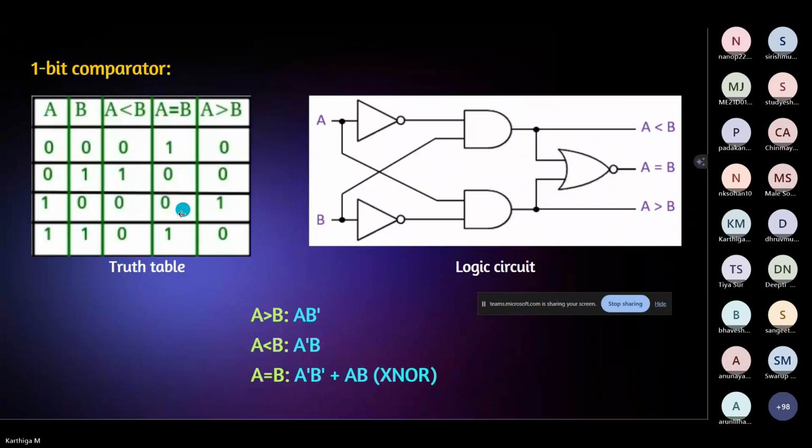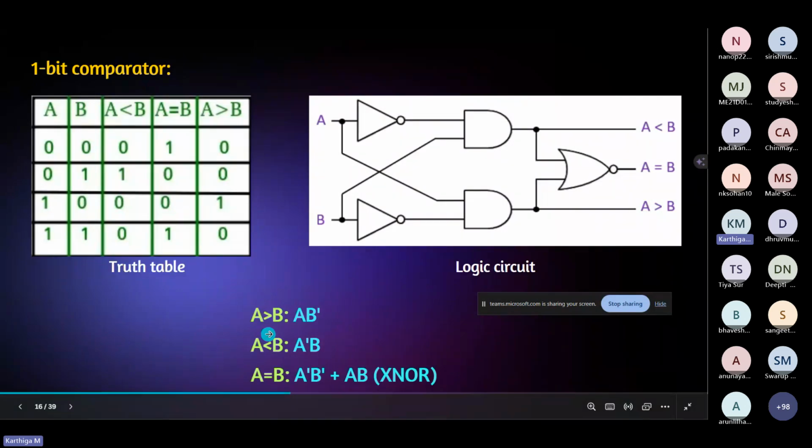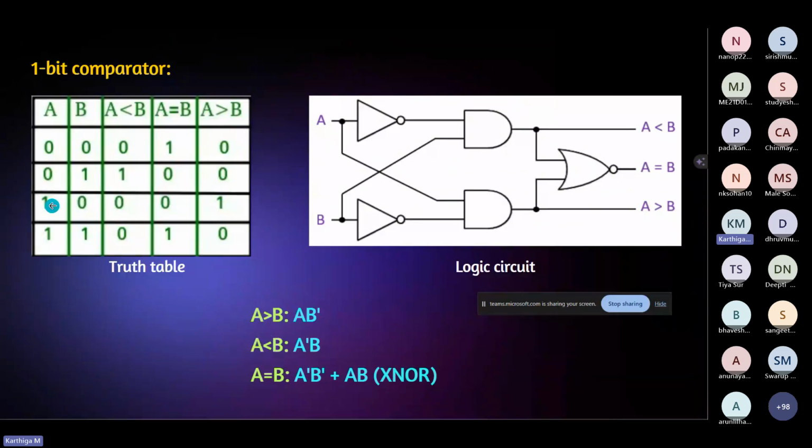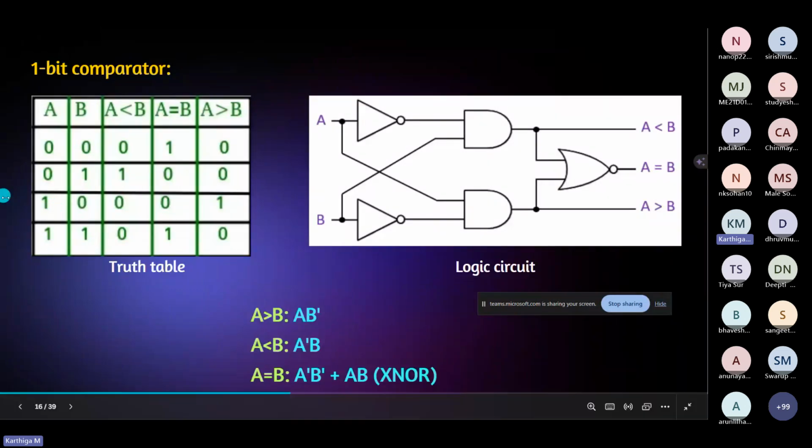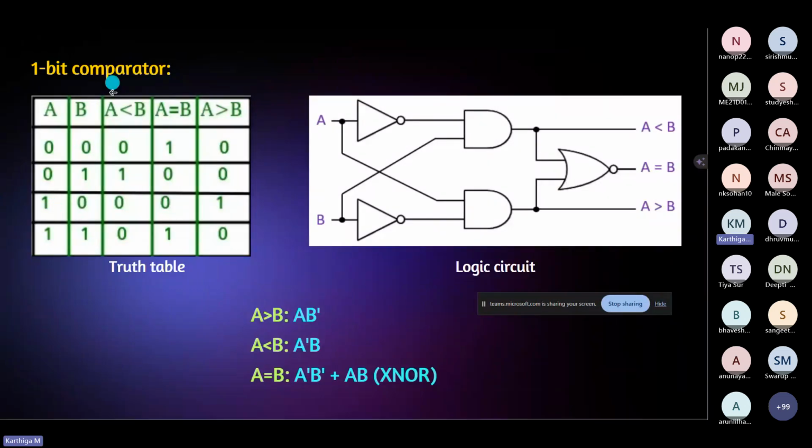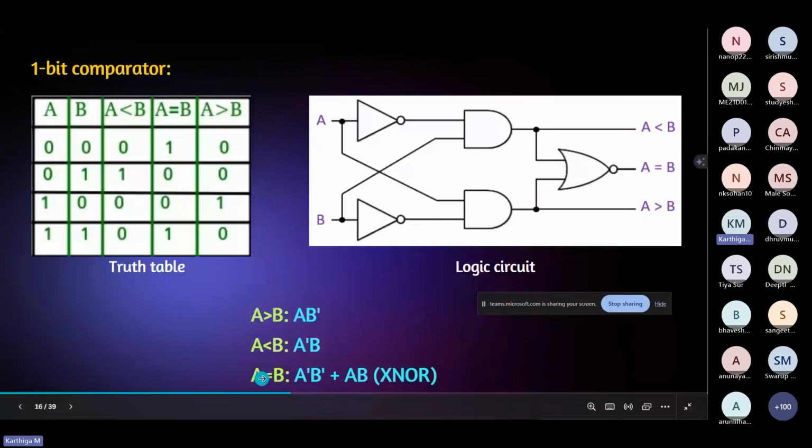Then figure out the expressions for A greater than B, A less than B, and A equal to B from the truth table. For A greater than B, you have 1 when A is 1, B is 0, so the minterm should be A B complement. A less than B is 1 when A is 0, B is 1, so the minterm should be A complement B. And A equal to B is 1 when both A and B are either 0 or 1. So this is nothing but the XNOR gate, A complement B complement plus AB. From this you can easily build this logic circuit. It is also pretty direct.